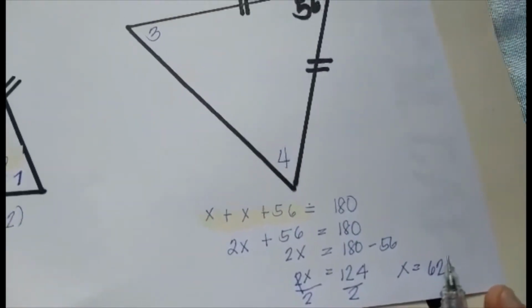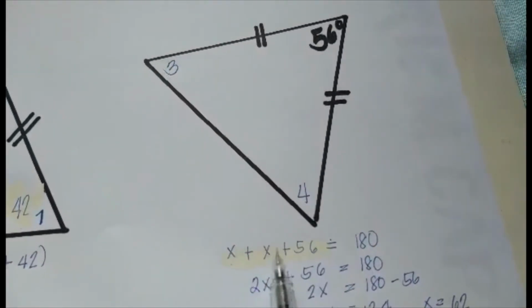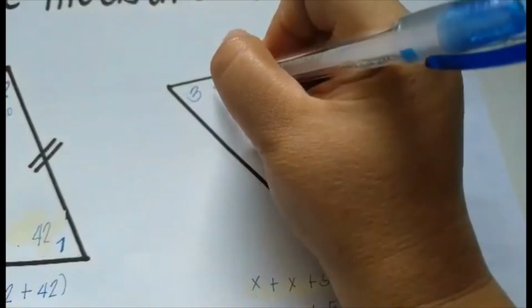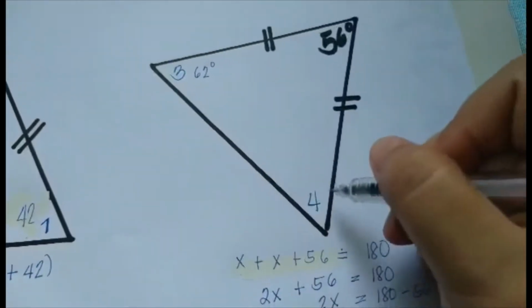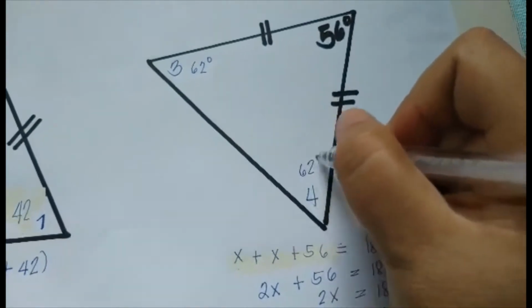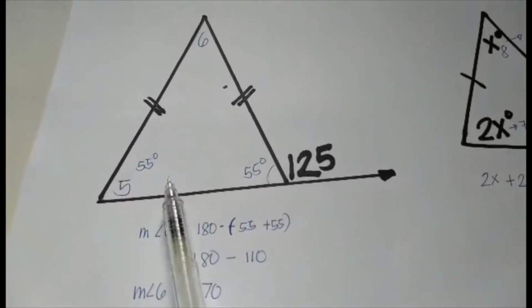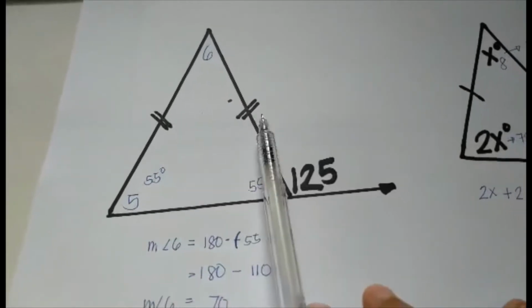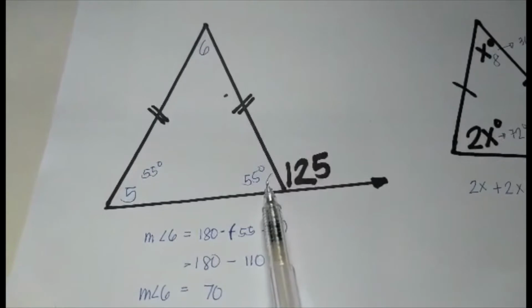So therefore, since we assume that angle 3 and angle 4 are both x, angle 3 is 62 degrees and angle 4 is also 62 degrees. So we have here the two sides are congruent. So therefore, the opposite angles are also congruent.